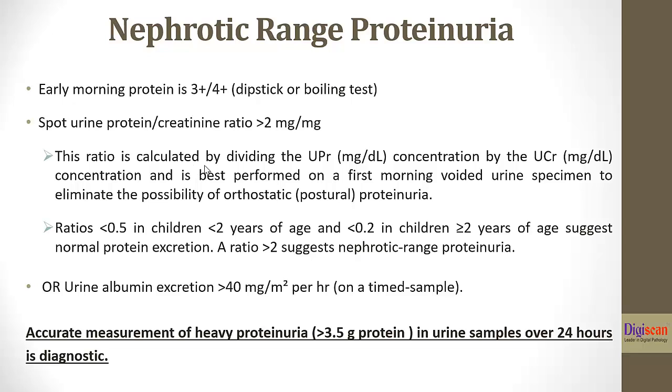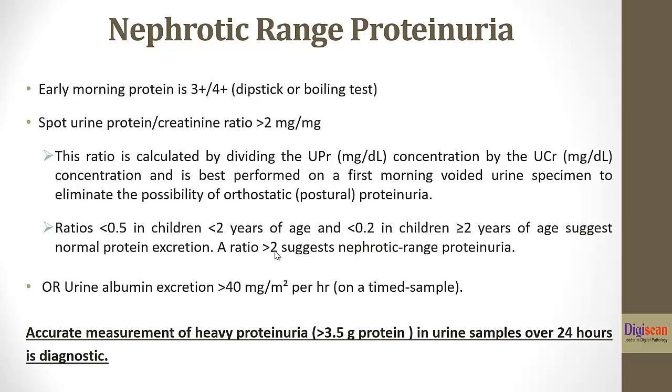This ratio is calculated by dividing the urine protein concentration by the urine creatinine concentration and is best performed on a first morning voided urine specimen to eliminate the possibility of orthostatic or postural proteinuria. Ratios less than 0.5 in children less than 2 years of age and less than 0.2 in children more than 2 years of age suggest normal protein excretion.